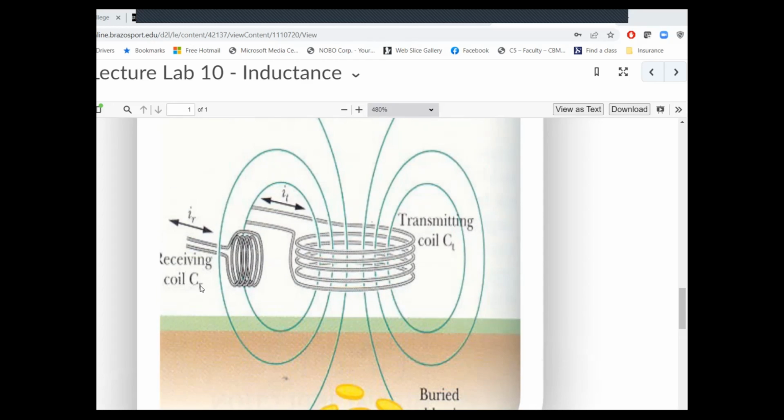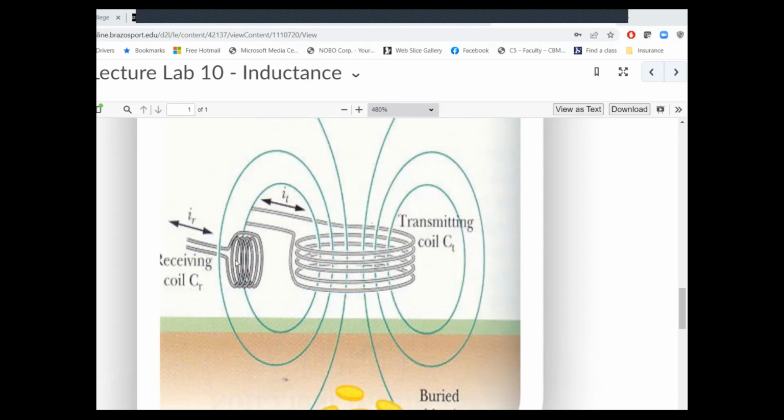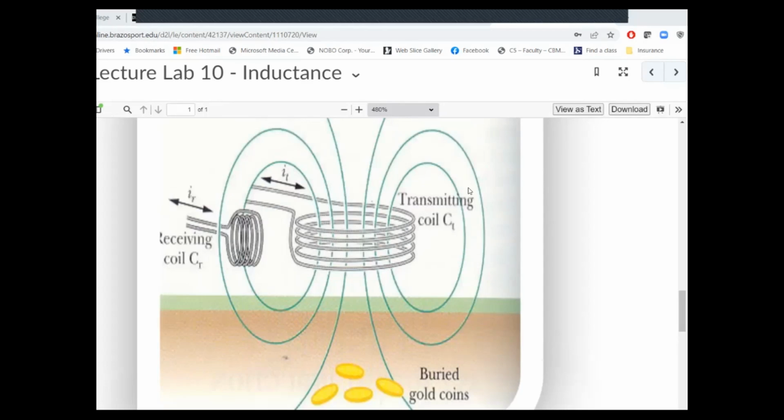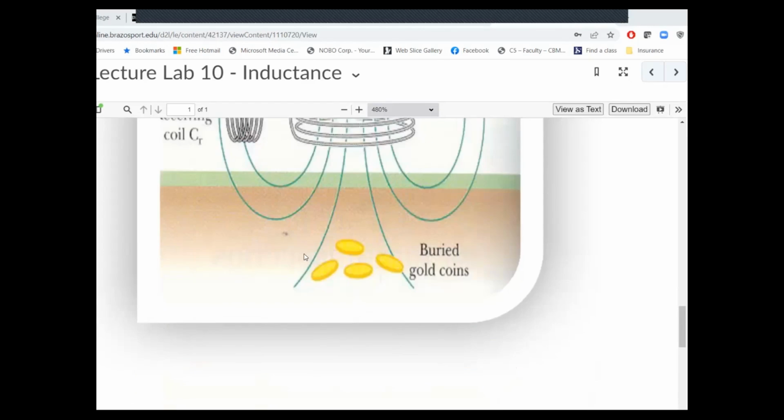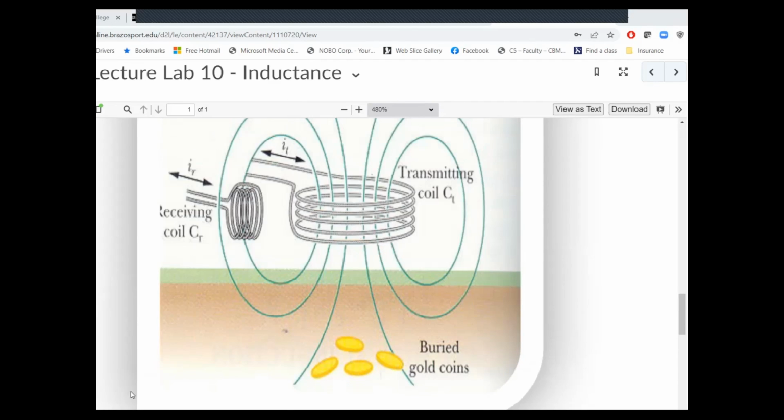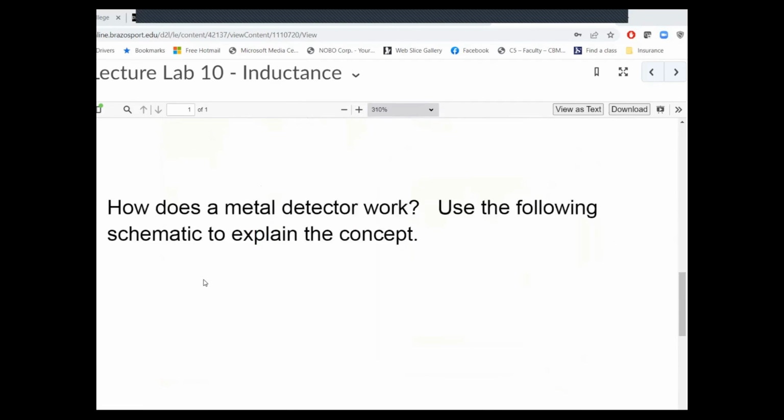All right, so the secondary coil is at 90 degrees to the primary coil. The reason why is so that it's not intercepting the magnetic field generated by the primary coil. Which means that it's designed to only intercept the magnetic field generated by an external source.